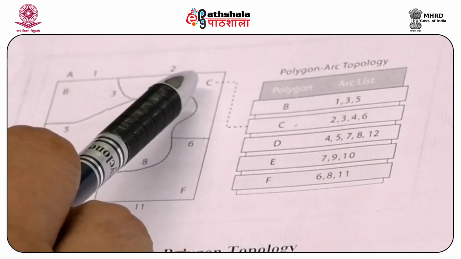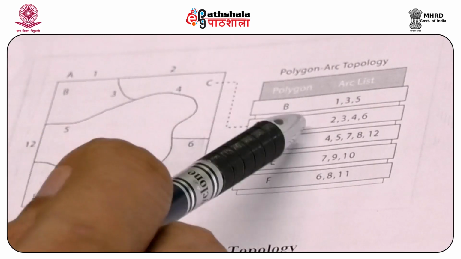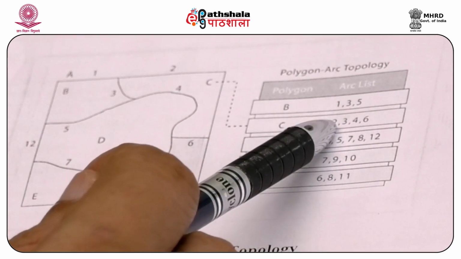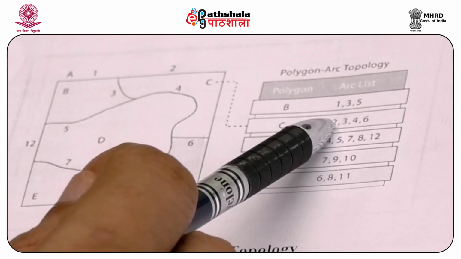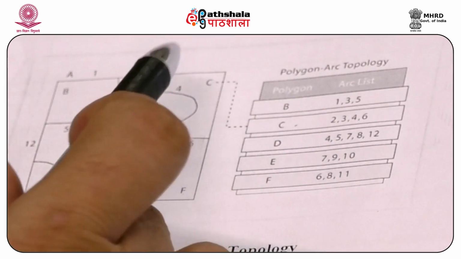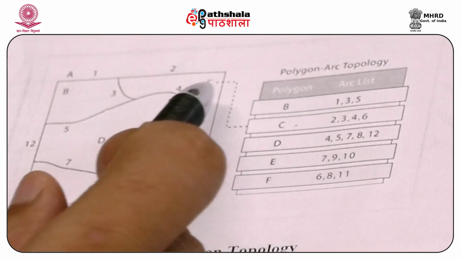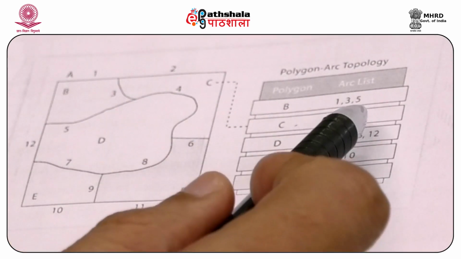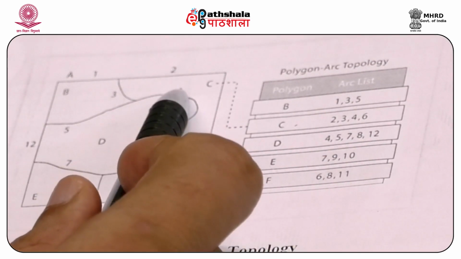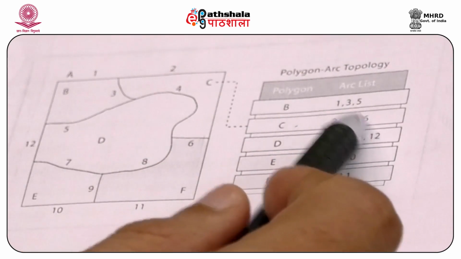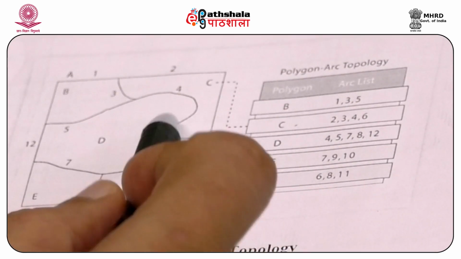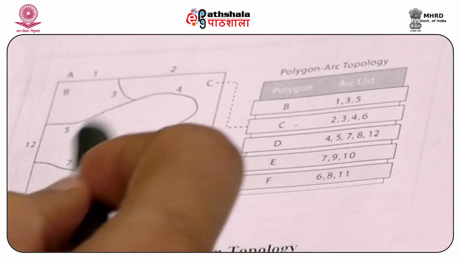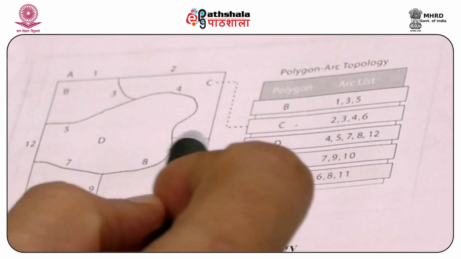Similarly, if you see polygon C, what does it comprise? It is made up of arc unit number 2 here on the top, 3 on the left side, then 4 on the right side, and then we have the 6 at the bottom. Similarly, you can have all the polygons, and we can clearly understand.